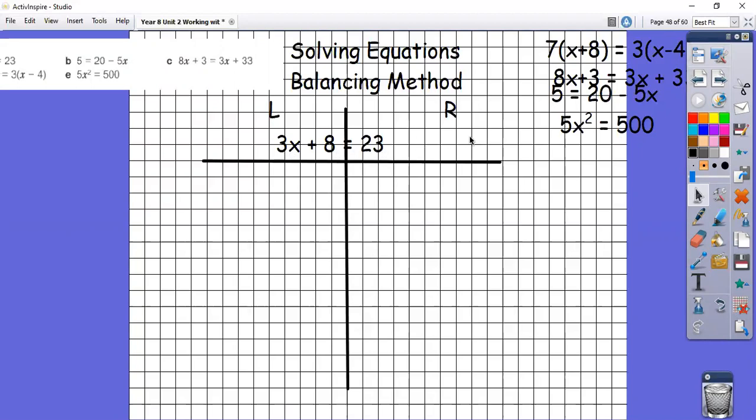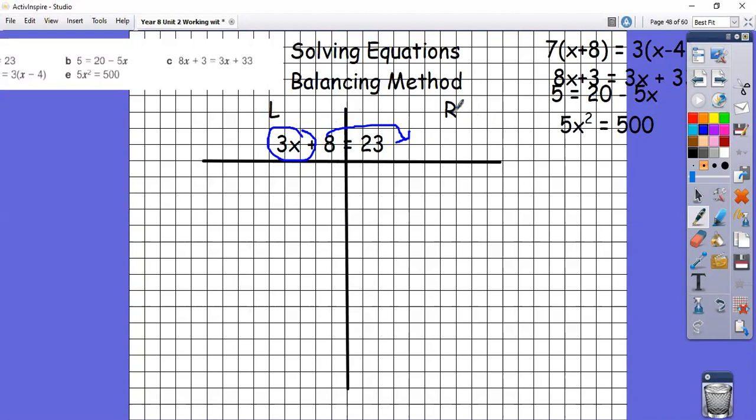Now, some of these you can do quite easily just by looking at them and thinking. Some of them you need to take a bit more care and show some working. The main goal is I want to get this 3x, ideally then x, all by itself on one side of my equation to help me solve it. So I've got 3 times something plus 8 equals 23. If I want to get 3x all by itself, I can move this 8 to the other side.